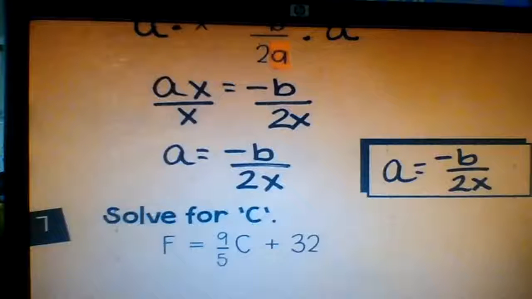Does anybody know the third way? This might bring back some memories. Oh, the butterfly method. Okay? This is a proportion. You can use the butterfly method. So when I do that, 1 times negative b is negative b, x times 2a is 2ax.